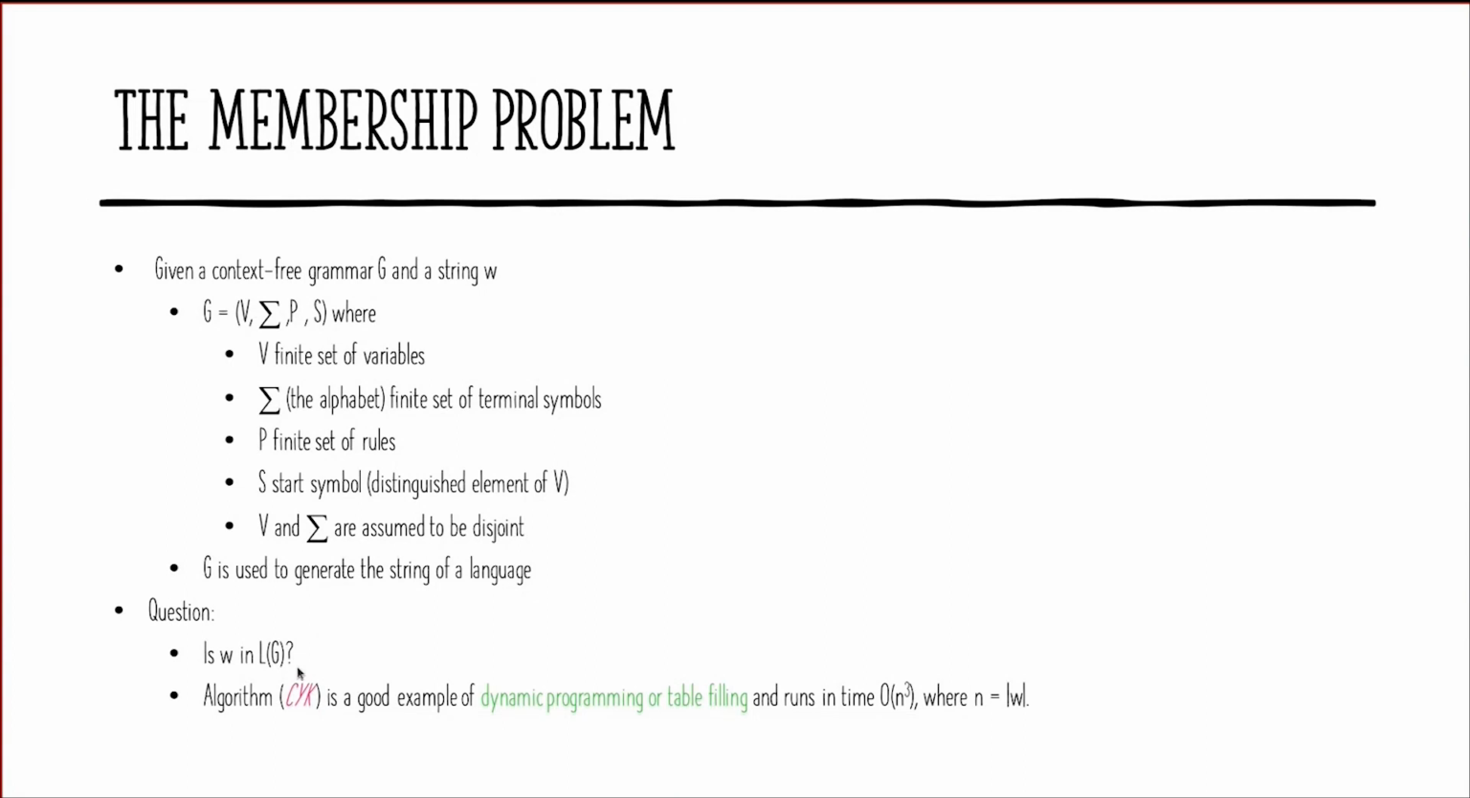We will discuss this CYK algorithm, which is a dynamic programming or table filling based algorithm, and it runs in O of n cubed time complexity, where n is the length of your string. Table filling means you try to optimize the computations by storing the results of already solved subproblems and using those results to solve bigger subproblems.